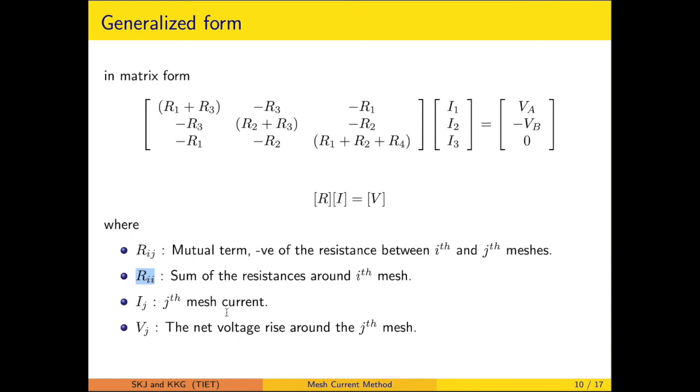Ij is the jth mass current. The point to be understood is that Vj is the net voltage rise around the jth mass. As mentioned in the previous example, this was a voltage rise, Va. Here, in the second, it was a voltage drop. This will become clearer when we consider the examples.